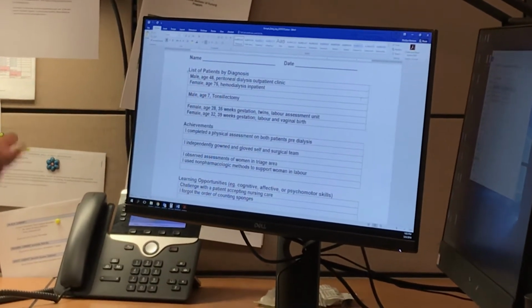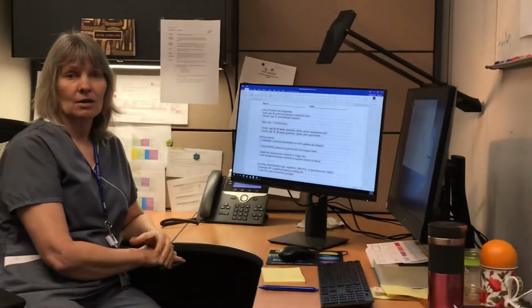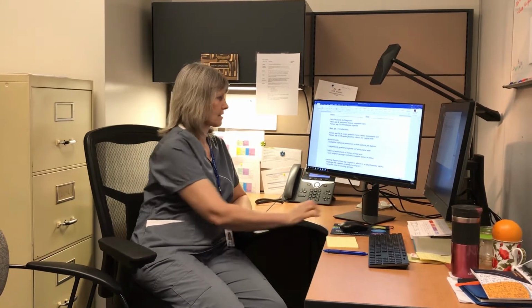So what patients did you see in your setting? Now, if you had a lot of patients that you saw, maybe there are 8 or 12 or more, I don't expect you to write them all down, but pick a few salient situations and patients that you helped care for or you observed care for, and you can document those.